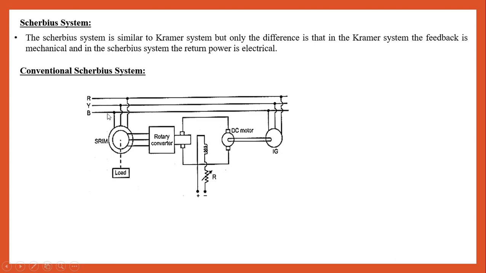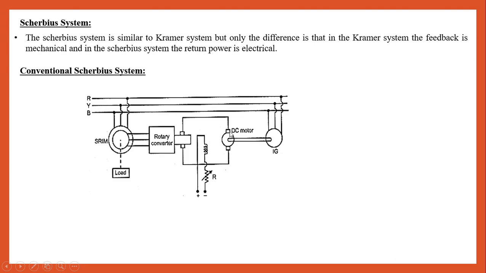Three-phase mains RYB. From the three-phase mains, the stator of the slip ring induction motor is energized. Slip power is taken from the rotor connections, that is the slip rings of the motor, SRIM. Now the three-phase AC supply, which is called slip power, is given to the rotary converter that converts three-phase AC into DC. Then the converted DC is applied to the DC motor.